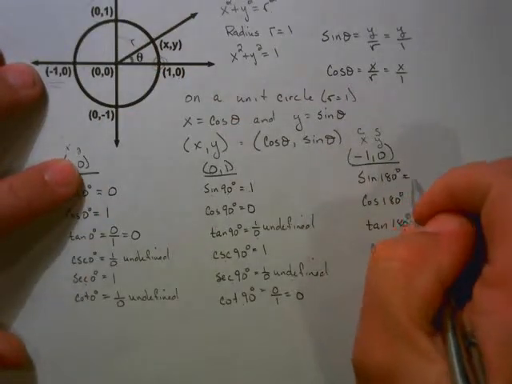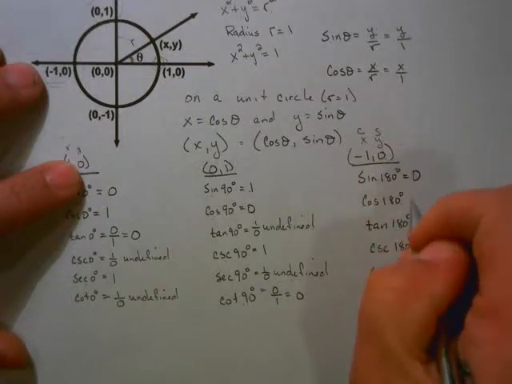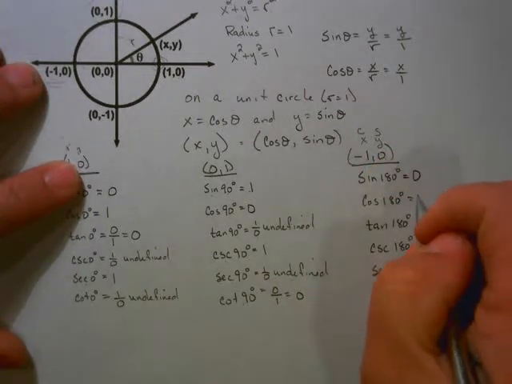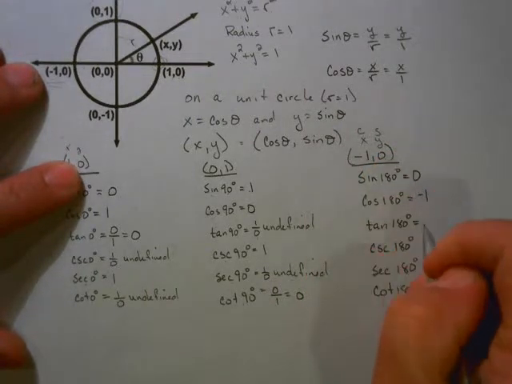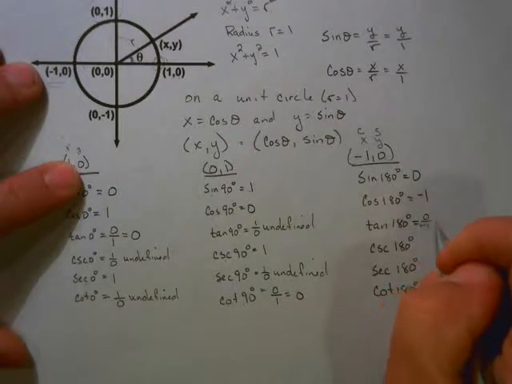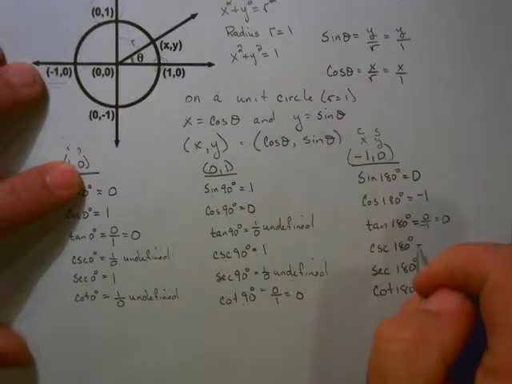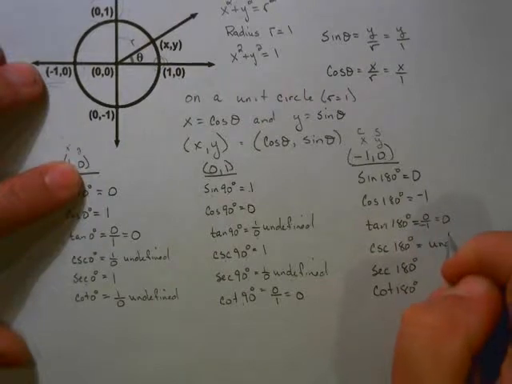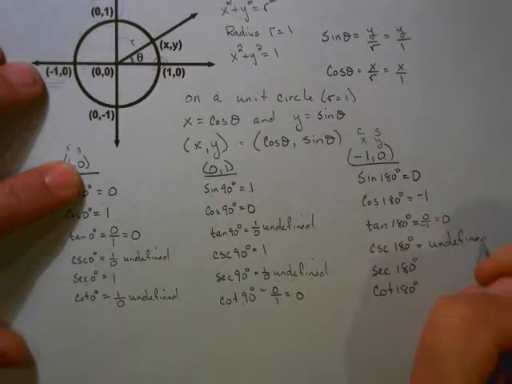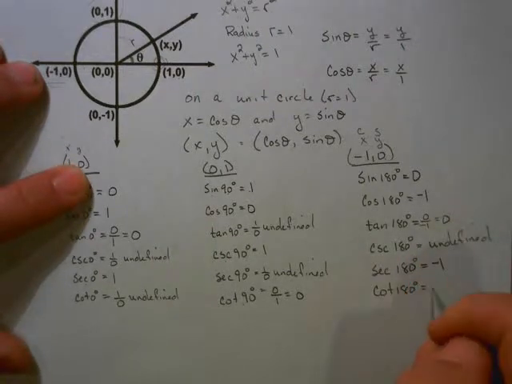So sine 180 is going to be 0. Cosine 180 is going to be negative 1. Tangent is going to be 0 divided by negative 1, which is 0. Cosecant is going to be undefined. Secant is going to be negative 1. And cotangent is going to be undefined.